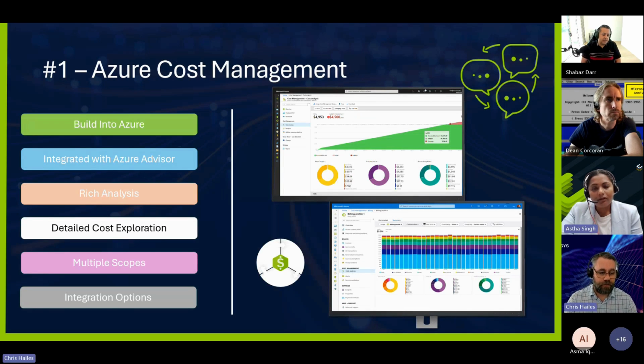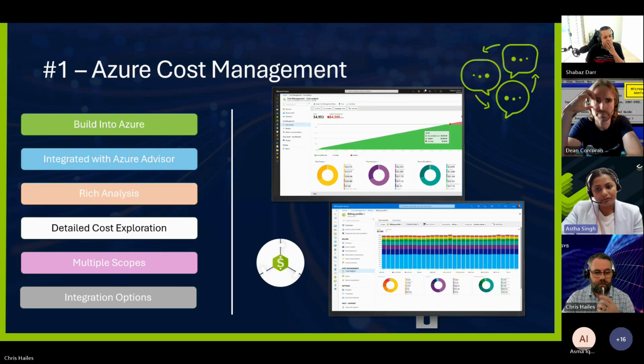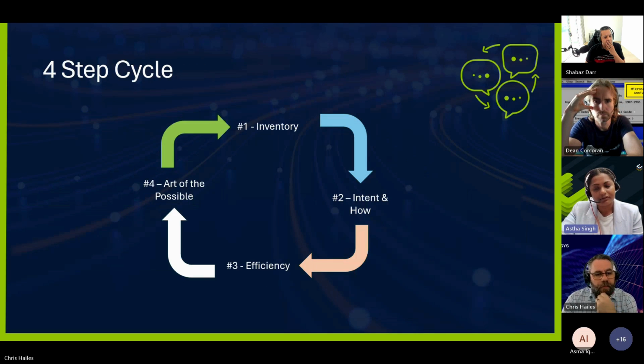Sorry, Astha, go for it. I've got a question for Dean, actually. I really like the concept of that 4-step cycle, right? And so I want to throw into this conversation: what pitfalls do organizations face? So in the direction of cost optimization, what are the challenges and pitfalls that organizations face?